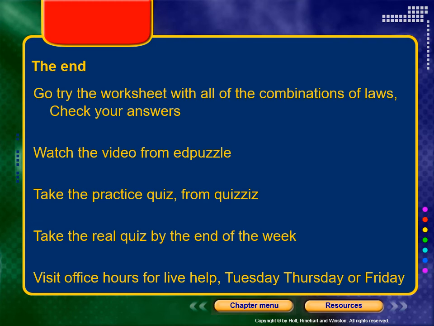So what you need to do now is go get the worksheet that's online. You have a bunch of solutions you're going to have to calculate. Check your answers off the answer sheet. Watch the video I put up from Ed Puzzle. Take the practice quiz from Quizzes. Take the real quiz sometime at the end of the week.